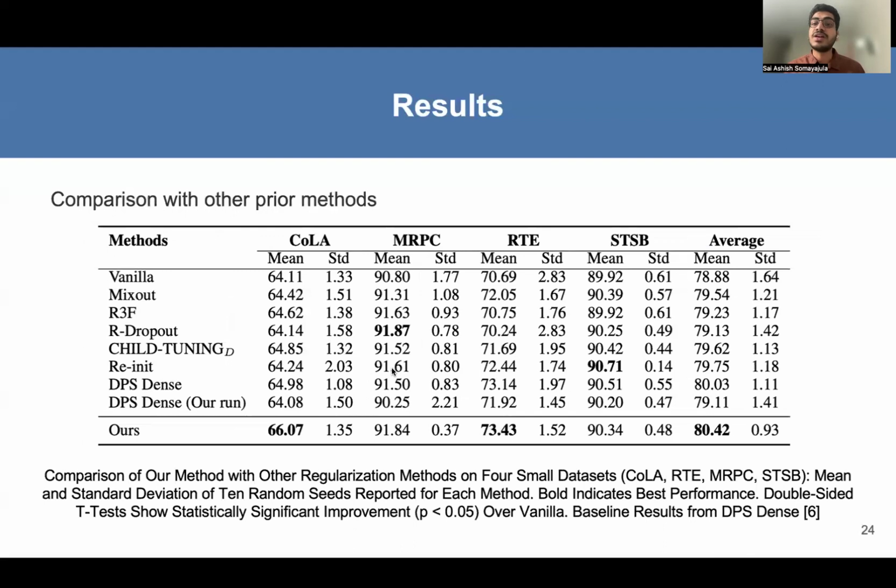We compared our method with other regularization-based methods on 4 smaller datasets: CoLA, RTE, MRPC, and STS-B. We report the mean and standard deviation from 10 runs for each comparison. Our method consistently surpassed all other baselines in terms of average scores, with a particularly notable improvement on the CoLA dataset, which highlights the effectiveness of our approach. Additionally, our method demonstrated the smallest standard deviation averaged over these datasets, indicating increased stability across different experimental settings.